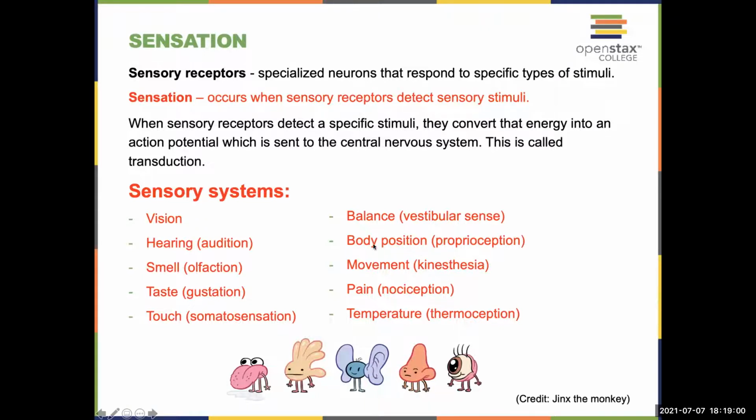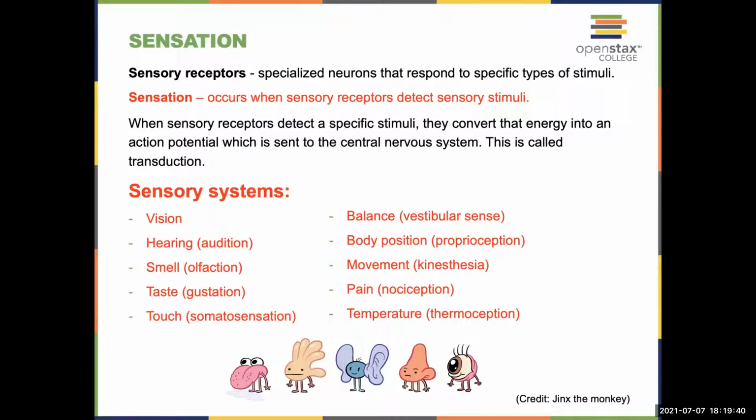You have your body position, which is known as, this is a tongue twister, proprioception. Proprioception can be kind of hard to say, and fun to say once you get it. Then there's movement, which is kinesthesia, pain, which is nociception, and then temperature, which is thermoception, right? So those are all the fancy names that go along with the things we talk about regularly, in regular words.